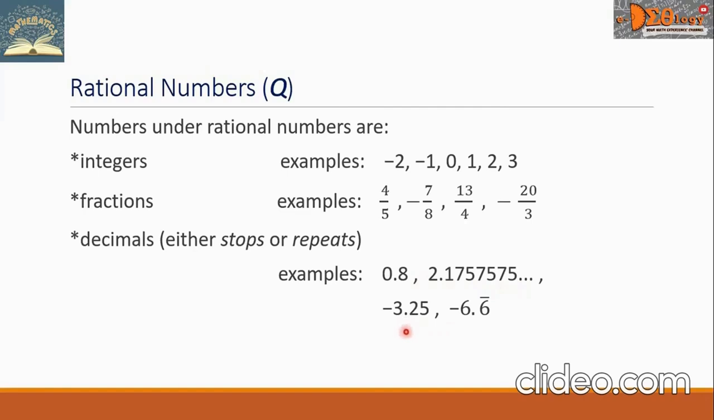Another example, negative 3.25. This is a decimal that stops. So it is a rational number. Last example, negative 6.6. Please notice here that there is a bar on top of the 6 in the decimal. We can write this as negative 6.666 and so on. So the bar there means we will continue writing the 6 on the right side. Now, in our second example here, 2.17575 can be written like this: 2.175, with a bar on the numbers 7 and 5.